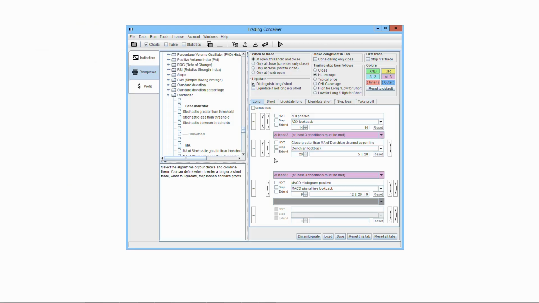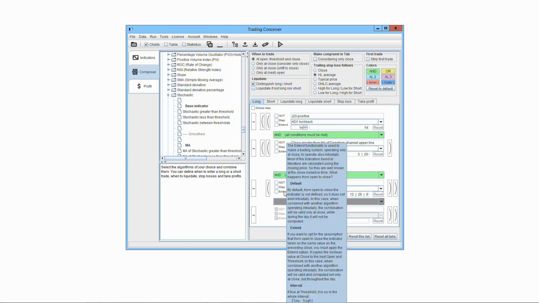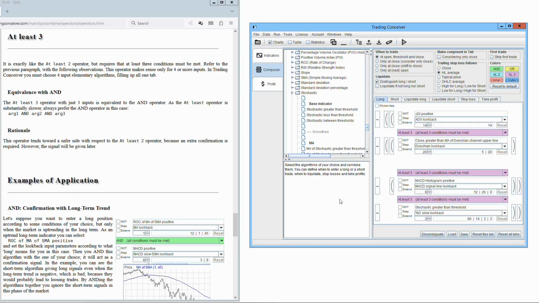The at-least-3 operator with just 3 inputs is equivalent to the AND operator. As the at-least operator is substantially slower, always prefer the AND operator in this case, argument 1 and argument 2 and argument 3. This operator tends toward a safer side with respect to the at-least-2 operator because an extra confirmation is required. However, the signal will be given later.